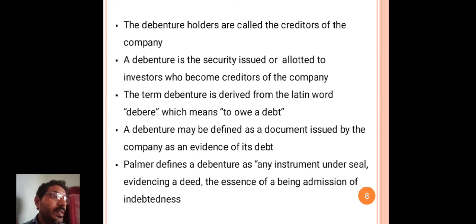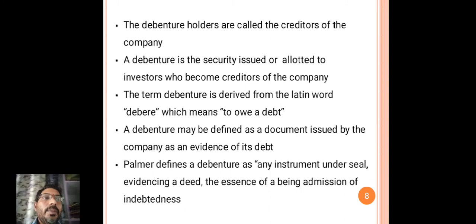There is a lot of difference between shares and debentures. A debenture is a security issued or allotted to investors who become creditors of the company. The term debenture is derived from the Latin word debere, which means to owe a debt.